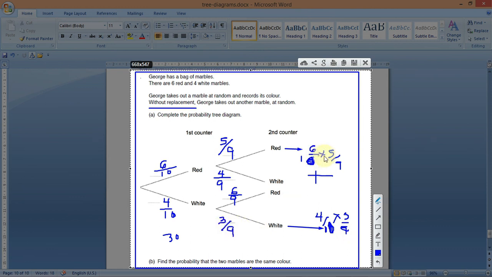Okay, so 6 times 5 is 30, 30 over 90 there. Plus 12 out of 90 here too. So that would be 42 out of 90. So that's the probability of the same color. If you like, you can convert it to a decimal.